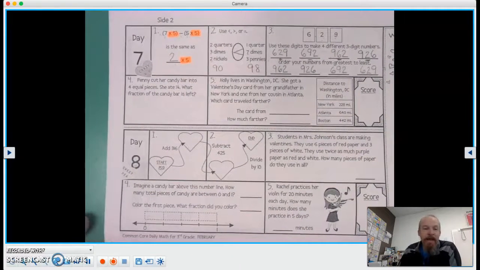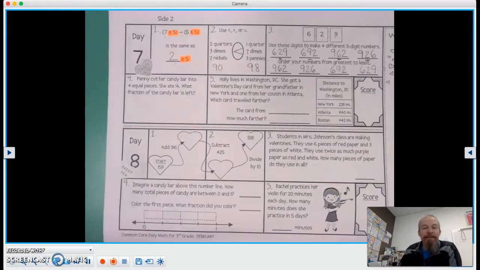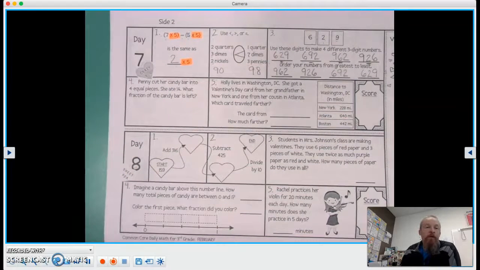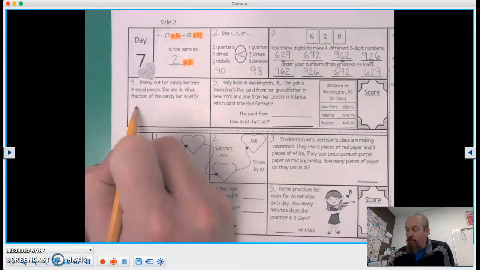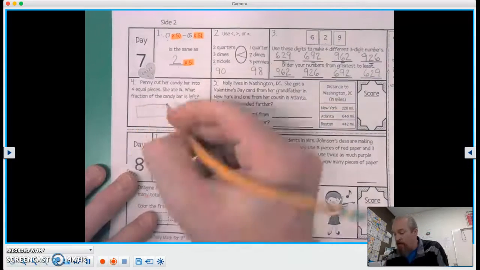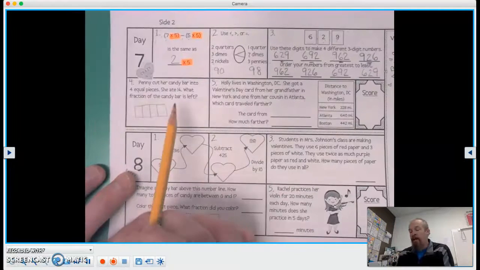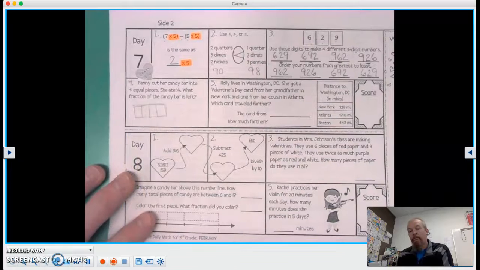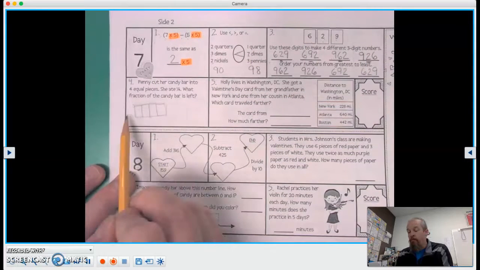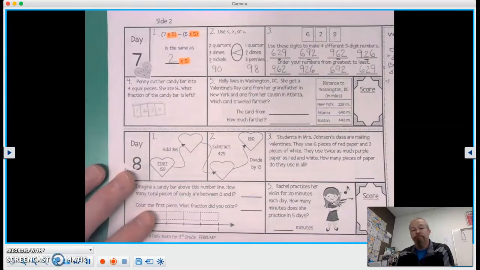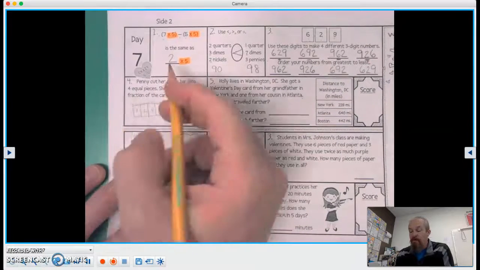Fraction time! Penny cut her candy bar into 4 equal pieces. She ate 1 of those 4 equal pieces, or 1/4, a quarter of it. What fraction of the candy bar is left? So I'm going to draw a little picture to go with this, and we'll split it in half, and then we'll split it in half again. So that's the whole candy bar, this whole big rectangle. And she split it into 4 equal pieces. There's 1, 2, 3, 4 equal pieces. She ate 1 of those.